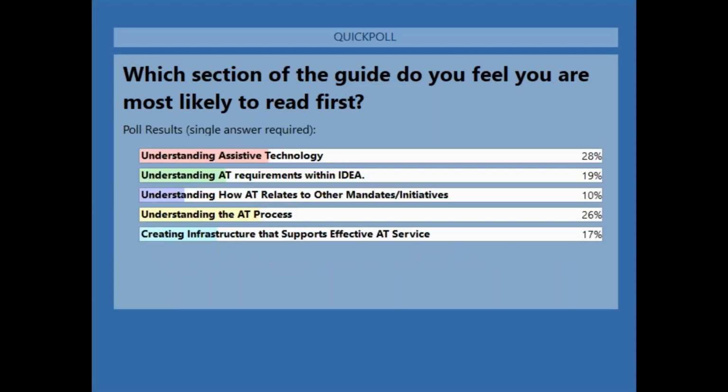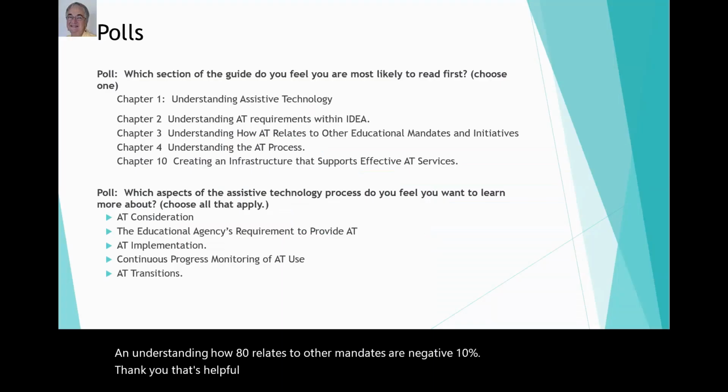Choose one. For first place, there was a close tie between understanding assistive technology at 28%, and then understanding the AT process at 26%. Following that was understanding AT requirements with IDEA at 19%, creating infrastructure that supports effective AT service at 17%, and understanding how AT relates to other mandates or initiatives at 10%. All righty. Well, thank you. That's helpful information. I wrote it on my notes here.